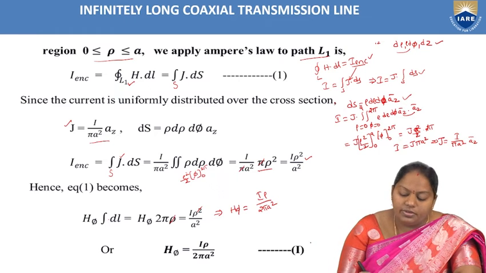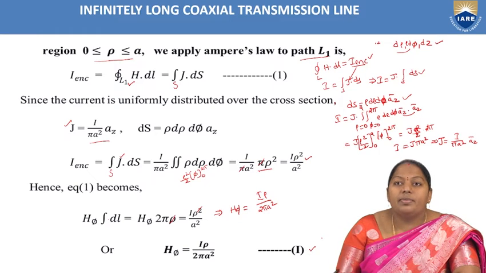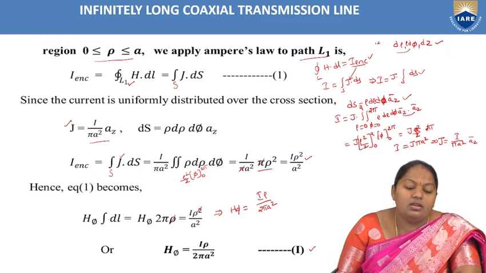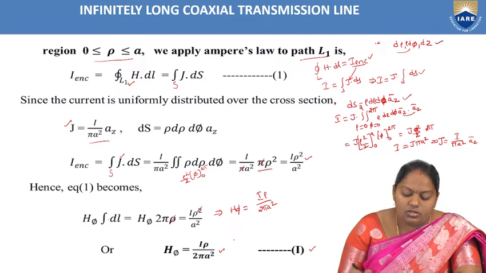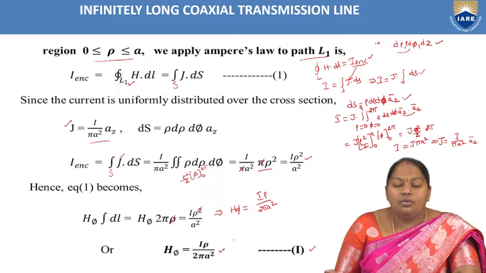Okay. Now in the first path, if you consider the first Amperian path as L1, and the region we have considered as 0 to rho to a, then the h phi component is to be obtained as I rho by 2 pi a square.